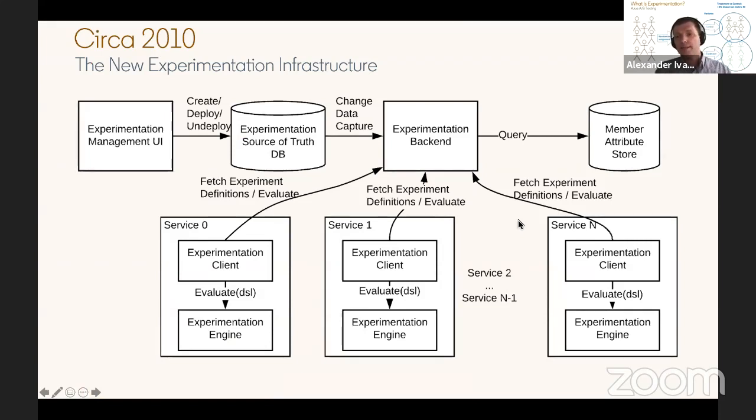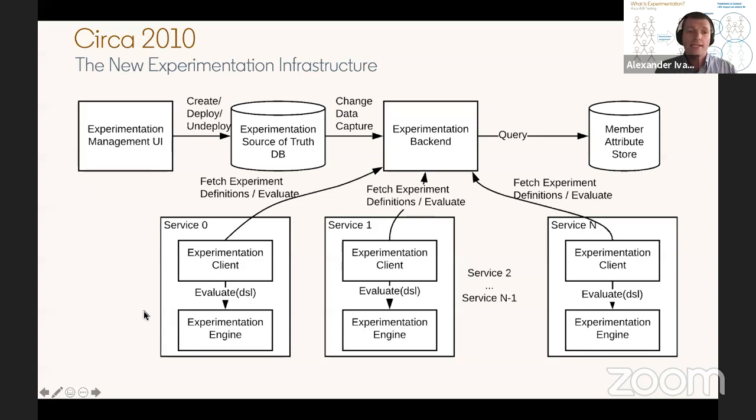This is what the experimentation serving infra has looked like starting in 2010, maybe with just a few minor changes. There's an experimentation management UI that manages the contents of the experimentation source of truth. And then we have an experimentation backend, which is a service distributed on, I think, somewhere around 1,000 different nodes in our data centers. We also maintain a member attribute store, like I said, for targeting functions.